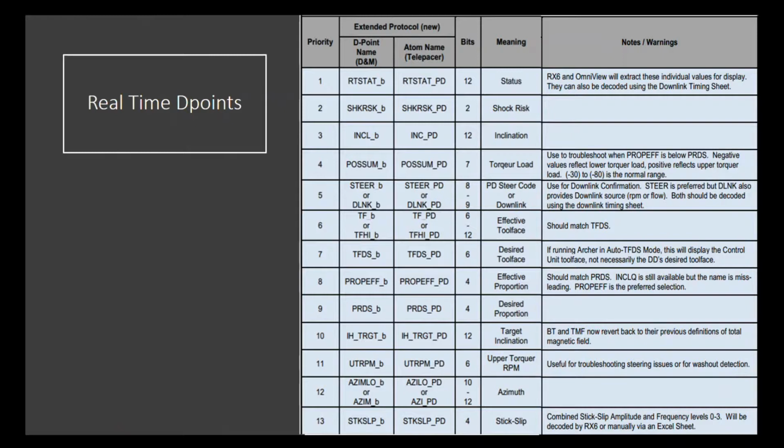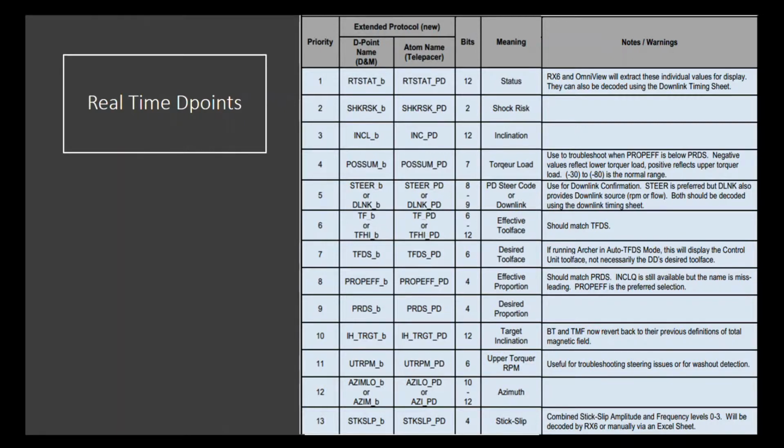Number 6 is the tool face effective, and number 7 is the desired. So TFDS, that is confirming with the power drive what setting it thinks you're supposed to be in, and then the effective is it grading itself on how well it's hitting that tool face.